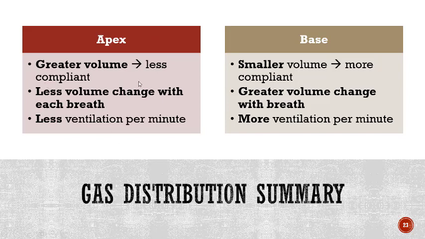So in the apex, you have greater volume. They're less compliant. Your alveoli are not changing very much in the apex. Less volume change with each breath. And then there's less ventilation per minute because, again, we're not doing very much gas exchange in the apex. In the base, you have the smaller volume. They collapse down more throughout the ventilation cycle, but they're more compliant. They stretch, they open back up. You get a greater volume change with each breath, and then more ventilation per minute in the base because this is really where our gas exchange is occurring.